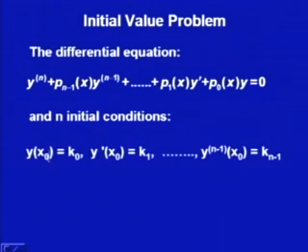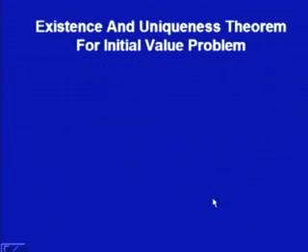They would be y at some point x naught is k naught, y dash at x naught is k 1 and so on. The n minus 1th derivative at x naught is k n minus 1. So, this would be called an initial value problem. They would give me the particular values for the constants C1, C2, Cn, that is the arbitrary constants in the general solution. Now, the existence and uniqueness theorem for the initial value problem.